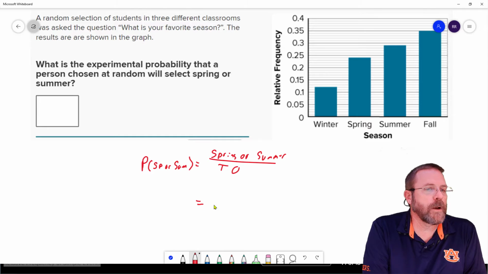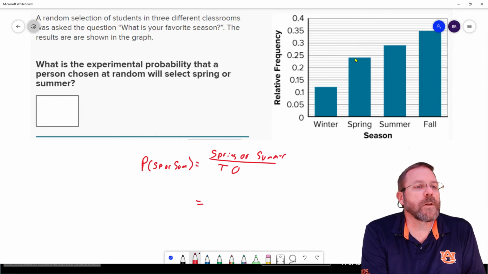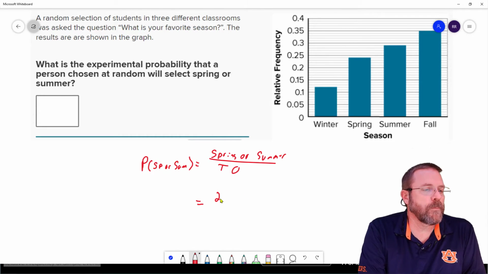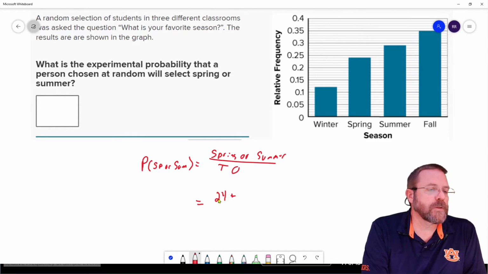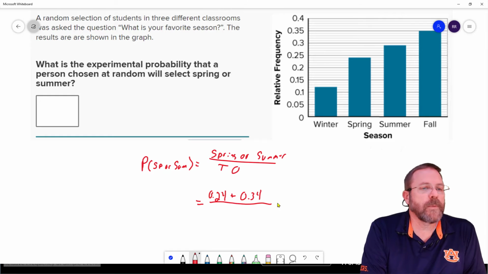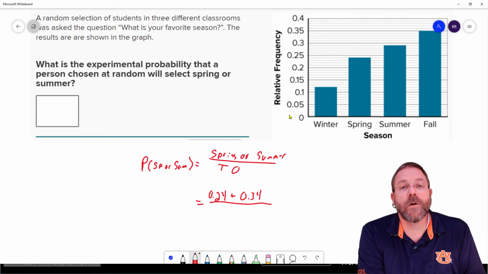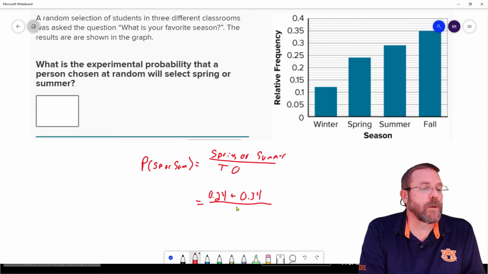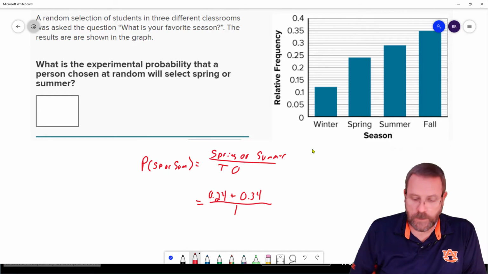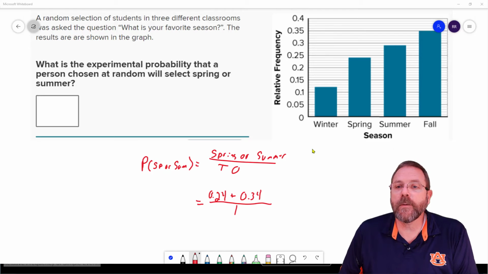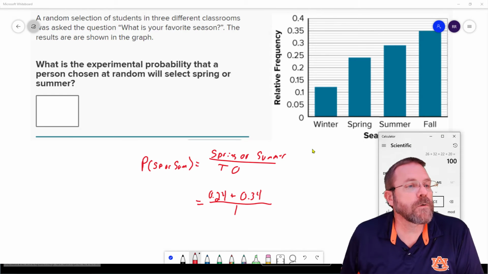That means that the odds of spring was going to be, let's see here, we have 24 plus the odds of summer, that was going to be 34. Actually, that's 0.24, my bad, 0.24 and 0.34, and that's going to be out of all of them combined, and all of them combined should be 1, but let's make sure. So to make sure, I'm going to grab my calculator and add them up real quick just to save you all time.